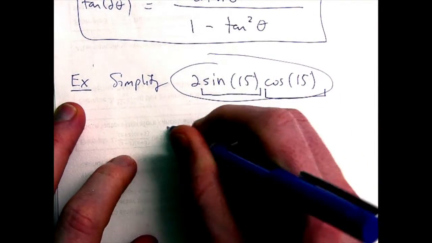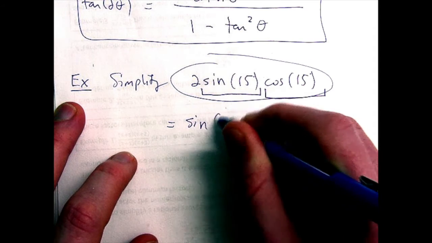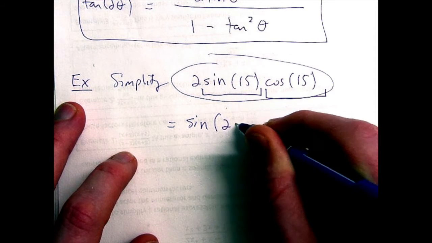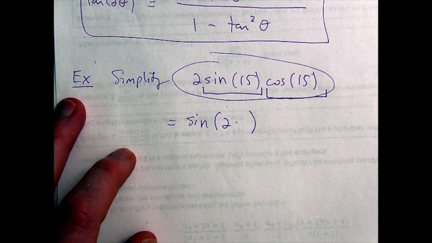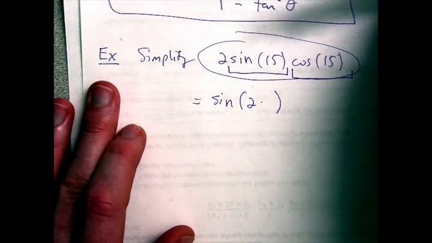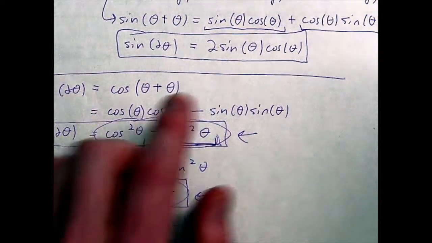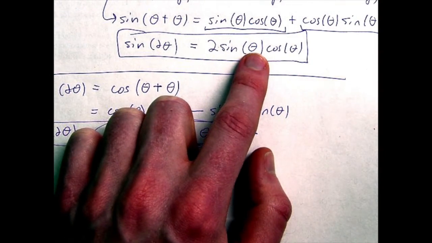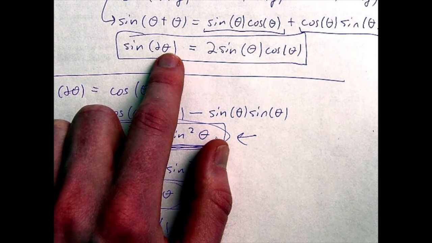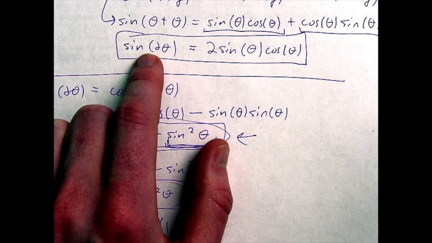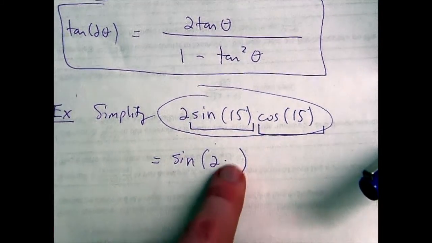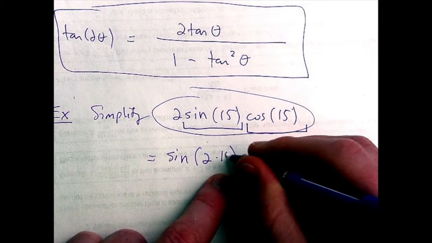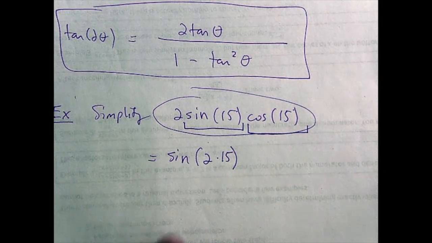So I claim that this is actually sine of twice something, right? And the question is really just, what's the something that goes here? Well, if you look at the double angle formula, notice that whatever angle appears here, theta, is the thing that appears here being multiplied by 2. So in our example, 15 is the angle that appears here, so it must be 2 times 15, okay? Now, if you think about it, it's easy to work backwards, right?